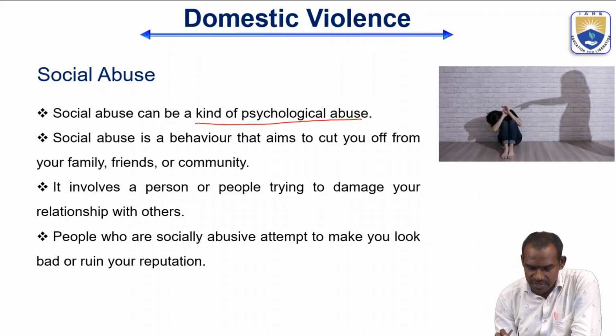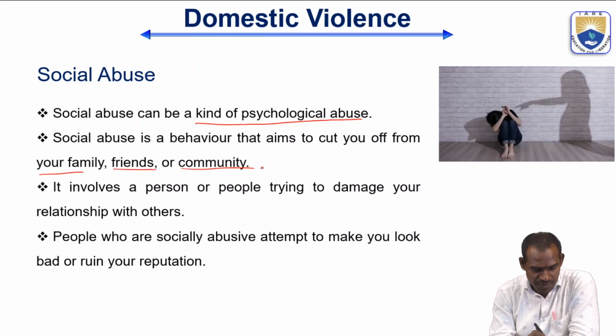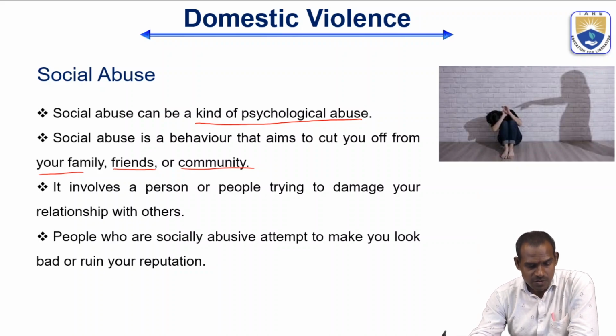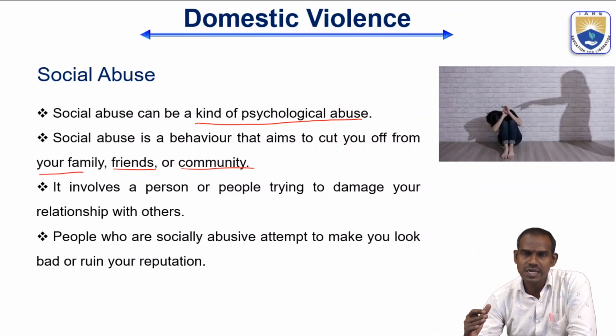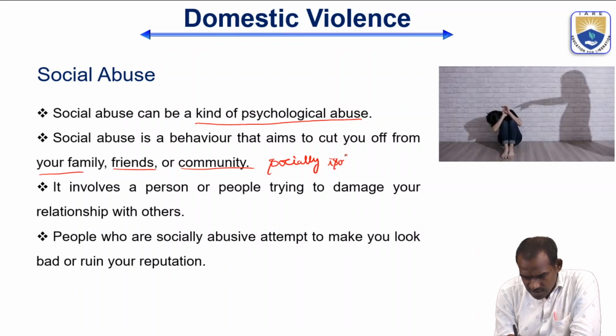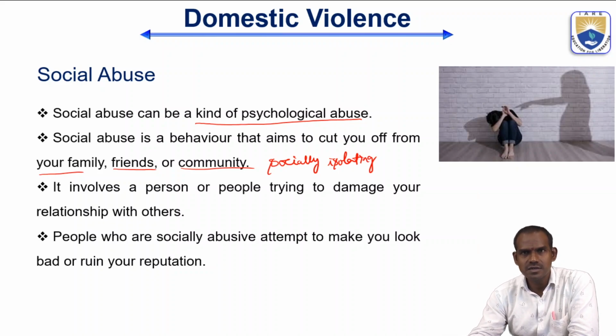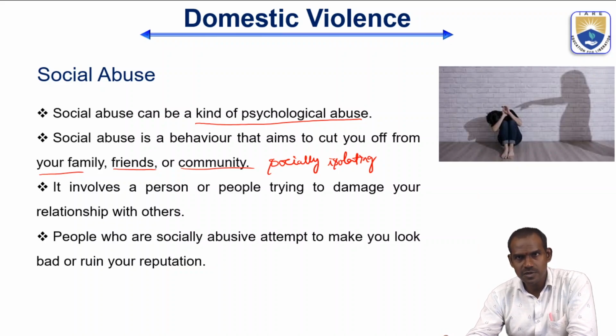Okay? So it is a behavior that aims to cut you off from your family, from your friends, and from your community. Okay? So socially you are isolated. Then it is called social abuse. In a single word, socially isolating is called social abuse. It involves a person or people trying to damage your relationship with others.